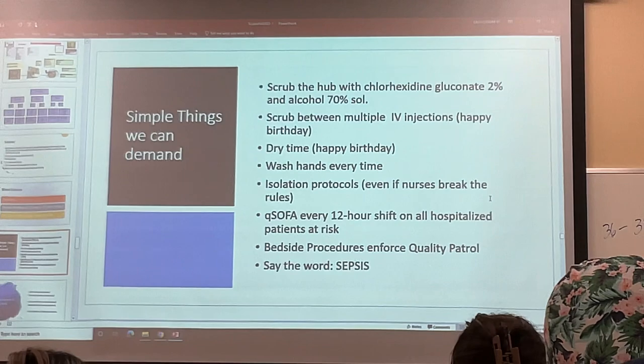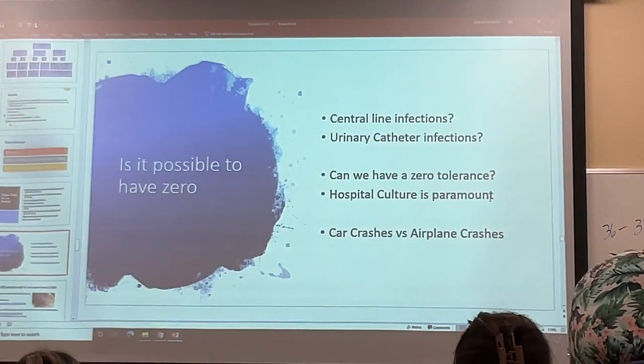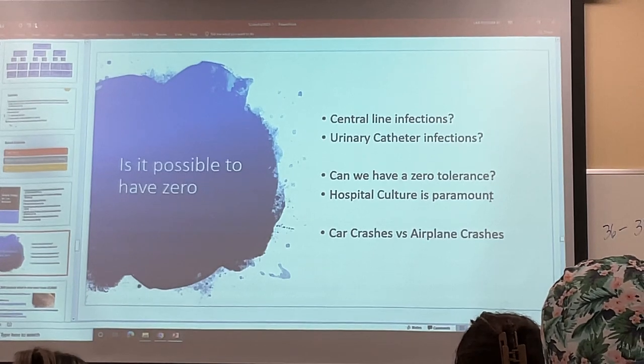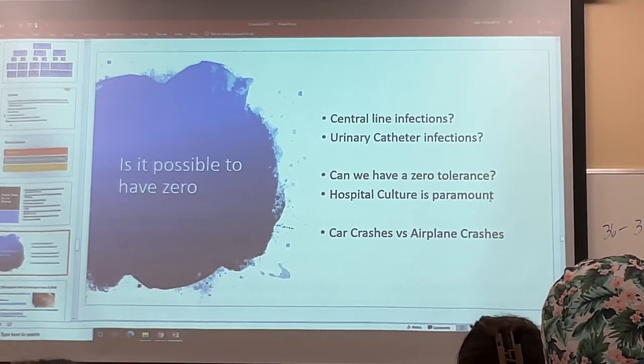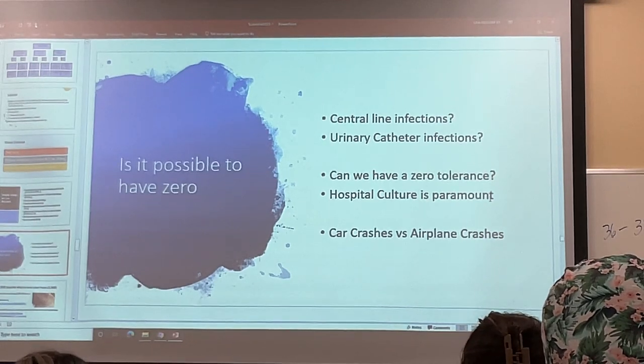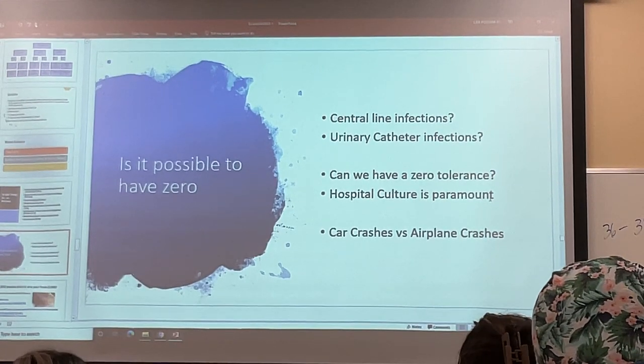Do a qSOFA every shift. Say the word sepsis when you're worried about sepsis. Is it possible to have zero central line infections? Yes, it is. Hospitals do it every day. How's your hospital doing? How many central line infections has your hospital had in the last year?